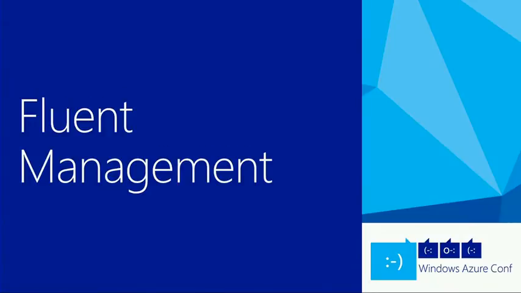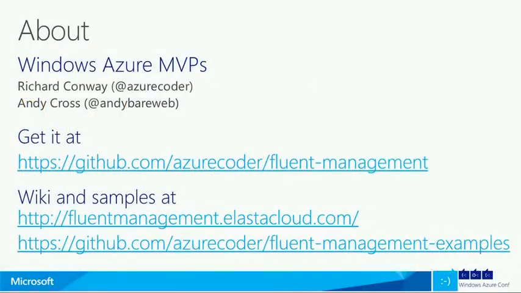I said there's a better way or an easier way to work with the Azure Management API, and that's through a library called Azure Fluent Management. This is a library written by two Windows Azure MVPs, Richard Conway and Andy Cross. It's available out on GitHub. You can get it at github.com/AzureCoder, or you can see some really nice examples on his GitHub repository as well, and also at fluentmanagement.elasticcloud.com. Some really nice examples and an explanation on how this library works.